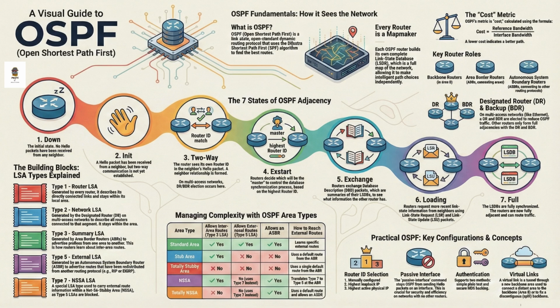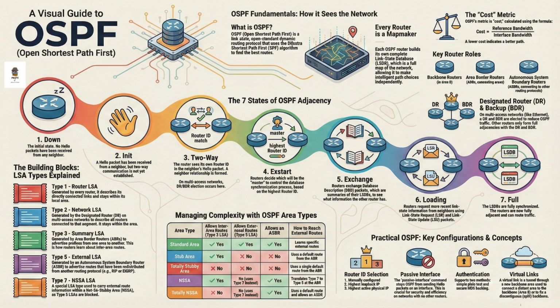Before any of these intricate LSAs can be exchanged and the map built, the router has to establish a reliable, trustworthy relationship with its neighbor. This process, forming an adjacency, is not instant. It's a precise, multi-step handshake with 7 distinct states. And this sequence is the formal agreement between two routers. It ensures they agree on the rules, they're speaking the same OSPF dialect, and most importantly, that they have fully synchronized their databases before they start routing production traffic.